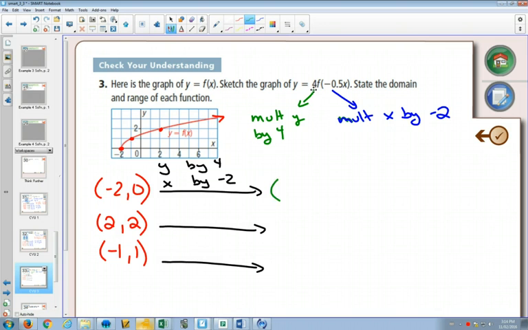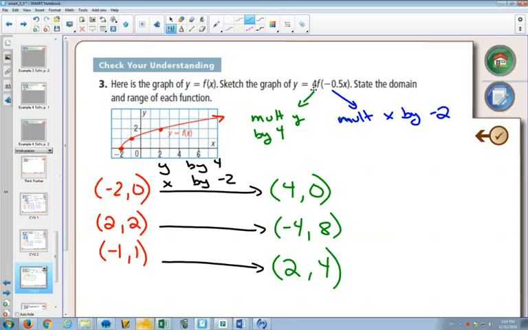So if I multiply my x by negative 2, I'm going to get 4. My y by 4, I'm going to get 0. If I multiply the next one, my x by negative 2, I'm going to get negative 4. My y by 4, I'm going to get 8. And finally, if I multiply my x by negative 2, I'm going to get 2, and y by 4, 4. And I'm going to put an asterisk beside that first one. I'm going to just call it a starting point, because it was the starting point of my square root graph that I see there.